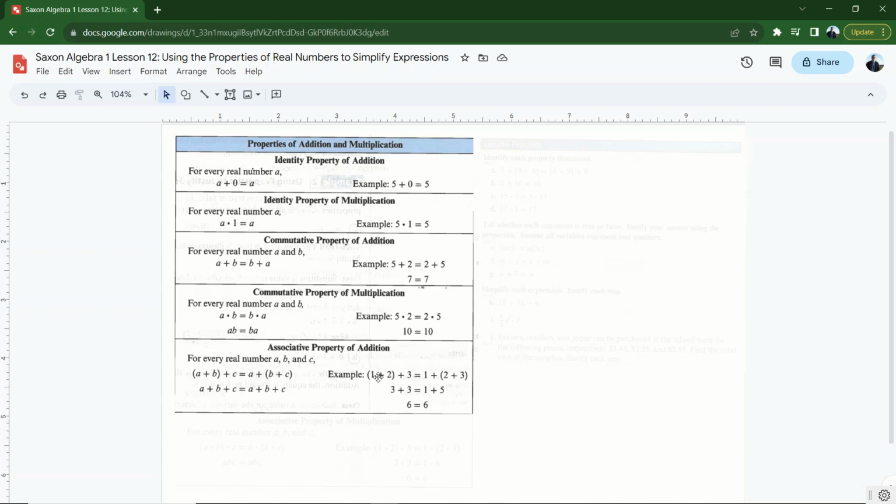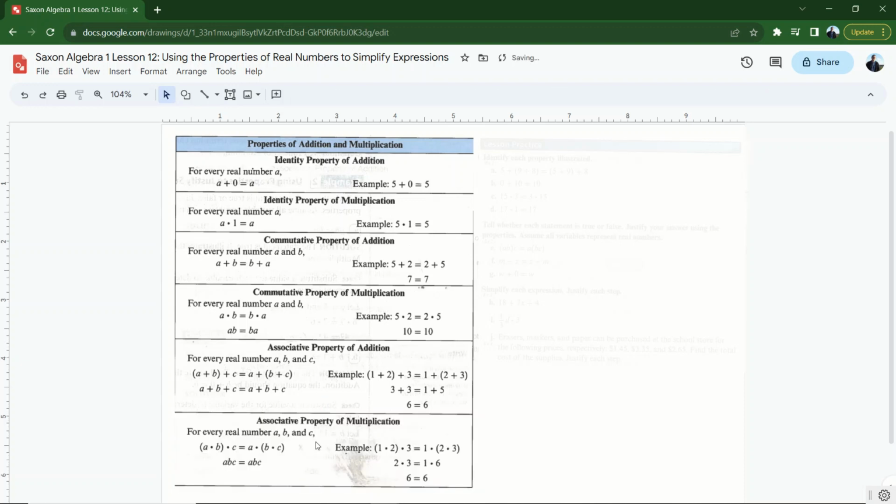If I do 1 plus 2 first, I get 3 plus 3. If I do 2 plus 3 first over here, I get 5. And 3 plus 3 is the same as 1 plus 5. They both equal 6. That's the associative property. Now here's the way to remember that. I'm associating terms with each other with parentheses, and it doesn't matter which terms I associate together. I'm going to get the same result regardless.